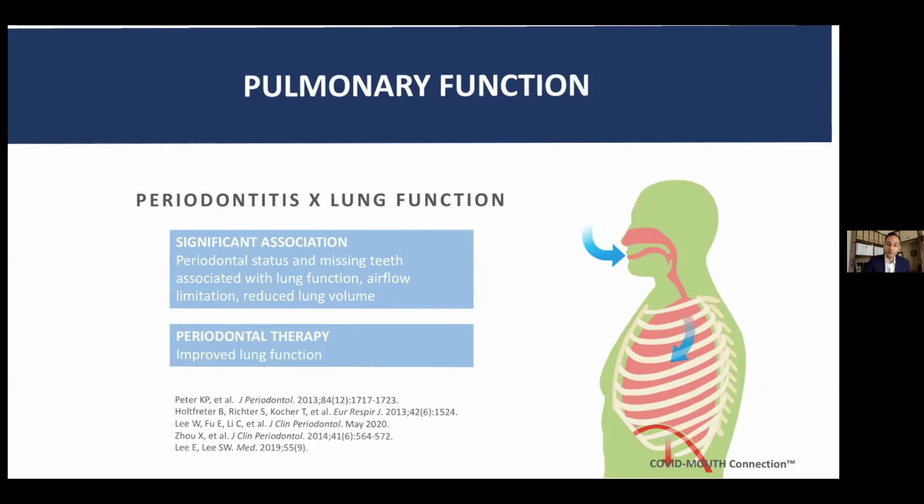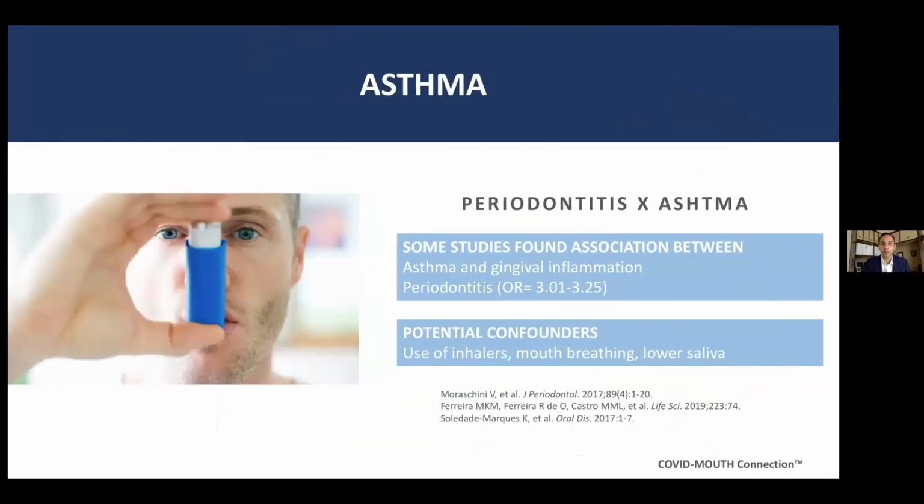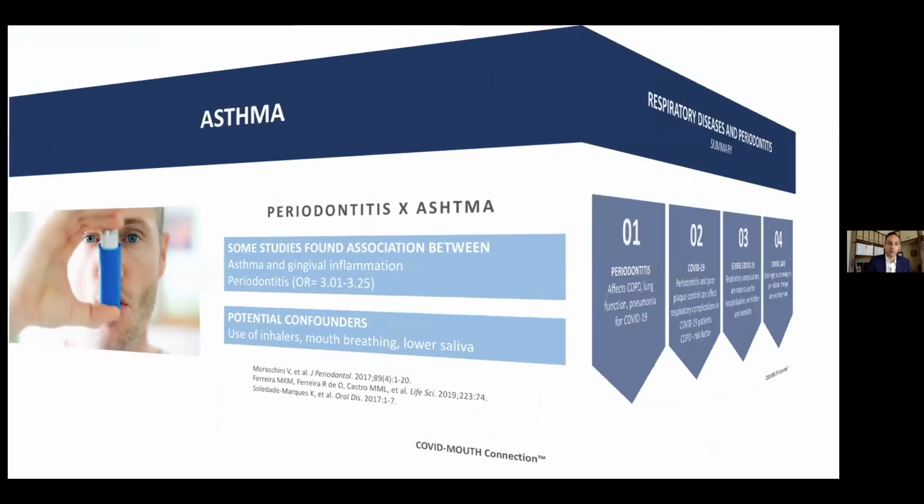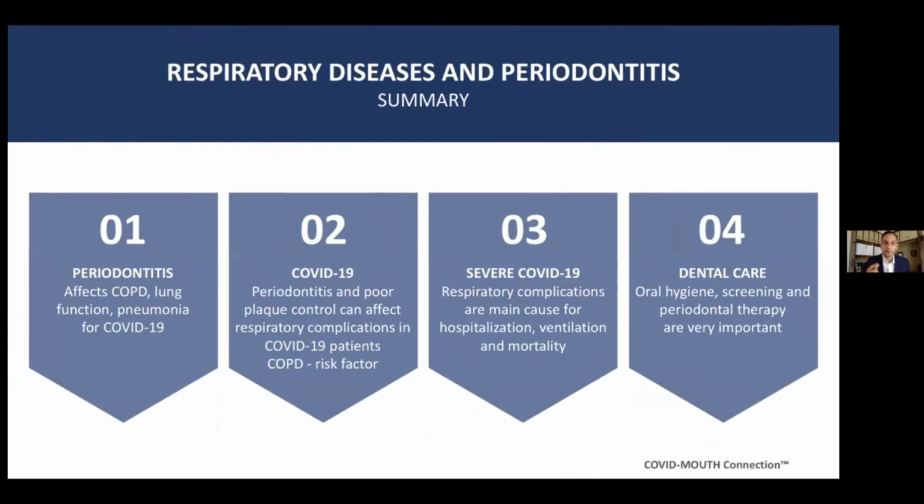They need to be educated on every single one of these. Asthma as well, but asthma is not as strong of an association because there could be other factors, such as an inhaler that patients use could be drying up their mouth. So there are some other factors in this, but they aren't as strong of a relationship as the ones that we have just spoken about. So in summary, respiratory diseases and periodontitis, huge association. They affect COPD, pneumonia, and lung function, respiratory lung volume, gas exchange through IL-6, and could possibly lead to severe COVID.